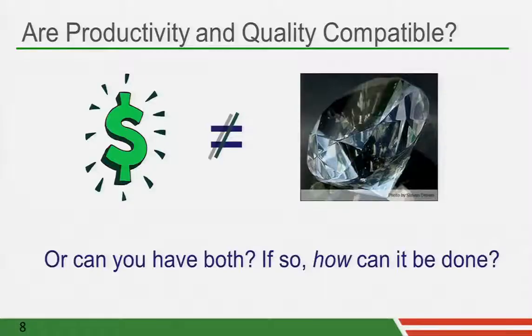So when a project manager or executive comes up and says, just do it quick, we're thinking about our bonuses, just do it quick, we're thinking about money, can we have quality? Are they mutually exclusive? Or can we have both? And if we can have both, how can we do that? That's what we're going to talk about today.